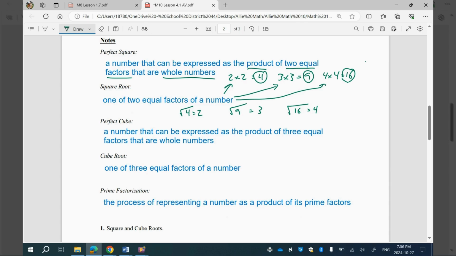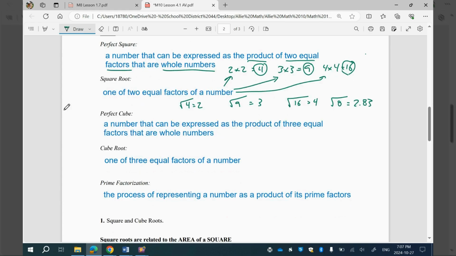A square root can also be a decimal. For example, the square root of 8 is going to be pretty close to the square root of 9. I think it's 2.83, something like that. So it can also be a decimal. Perfect squares are a specific kind, while a square root can be numerous things.